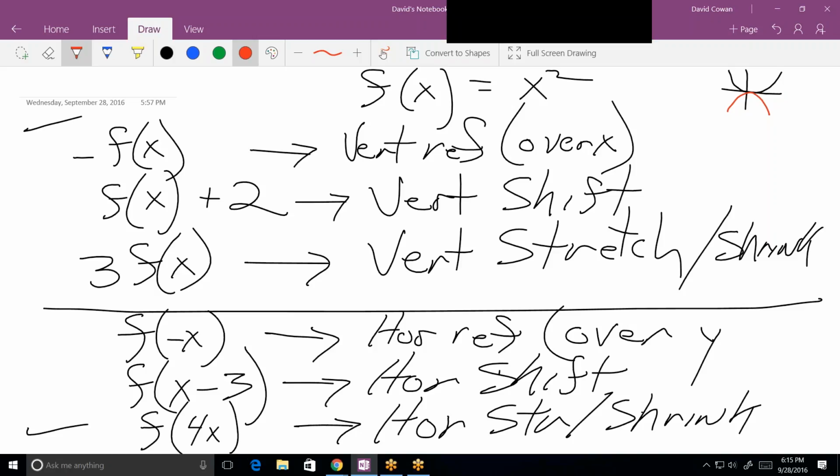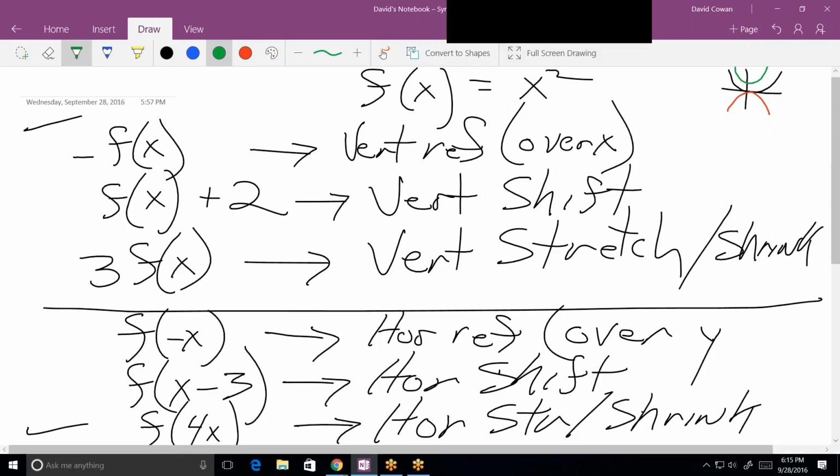What if I had f of x plus 2? Well, then I take my original function in black and I just move it up by 2 units. Same shape exactly, only it's been vertically shifted by 2 units.